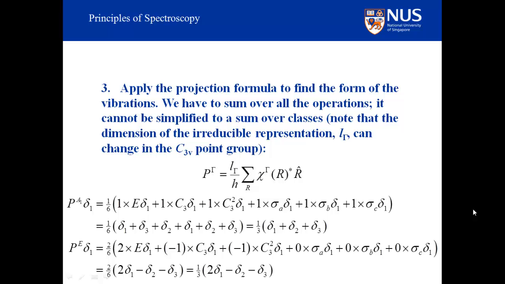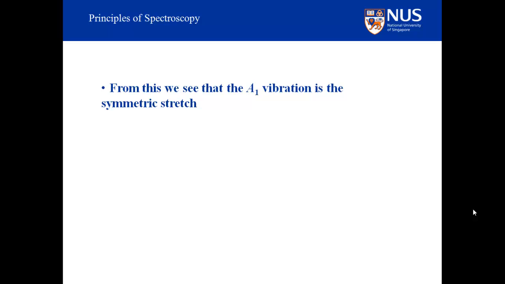plus 1, which is the character of A1 under the sigma A mirror plane, times the sigma A mirror plane operator on delta 1, plus 1, which is the character of A1 under the sigma B mirror plane, times the sigma B mirror plane on delta 1, plus 1, which is the character of A1 under the sigma C mirror plane, times the sigma C mirror plane on delta 1. Overall, this results in a linear combination that is 1/3 delta 1 plus delta 2 plus delta 3. This is the symmetric breathing mode. From this, we see that the A1 vibration is the symmetric breathing mode.